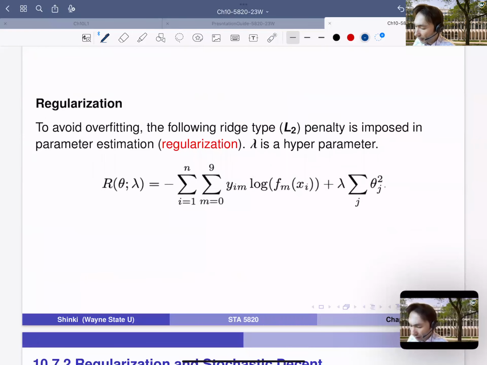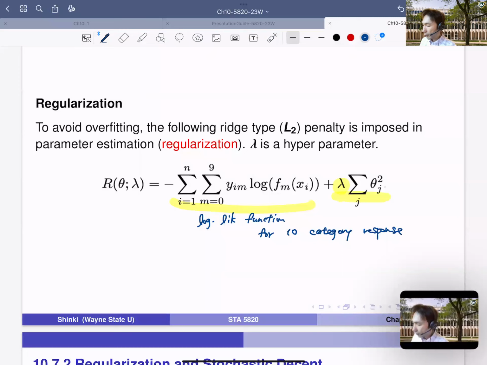And regularization: neural networks often overfit the data. So sometimes we use this penalty term. This is similar to ridge regression. So we use ridge regularization for neural networks. And this is just the log likelihood function for the categorical case, or 10 category response. If the response is continuous, this function is just like RMSE or any other function you want. And if the number of categories is different, this number may be different.